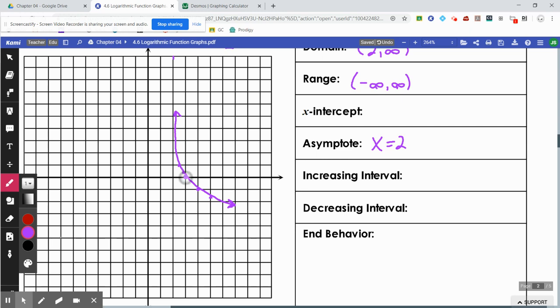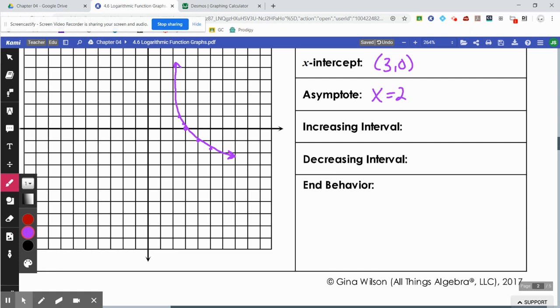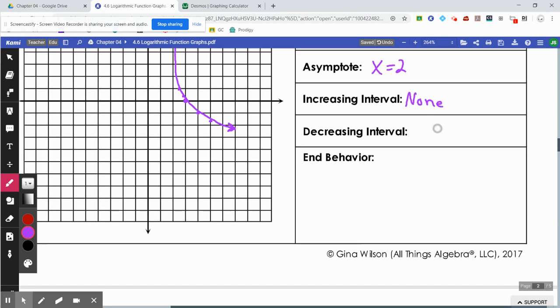Your x-intercept is now here. It was on your table of values located at (3, 0). Your increasing interval does not increase anywhere because it decreases the entire life of the graph, which is from 2 to infinity. Now, finally, the end behavior.